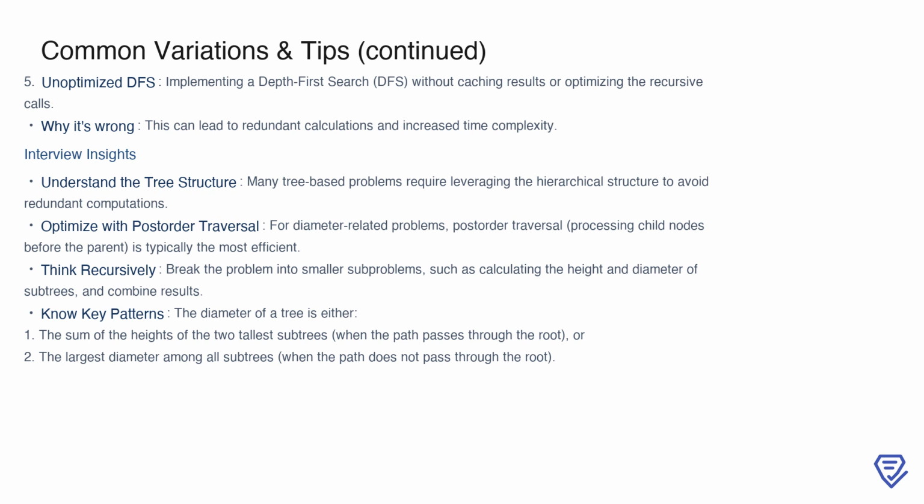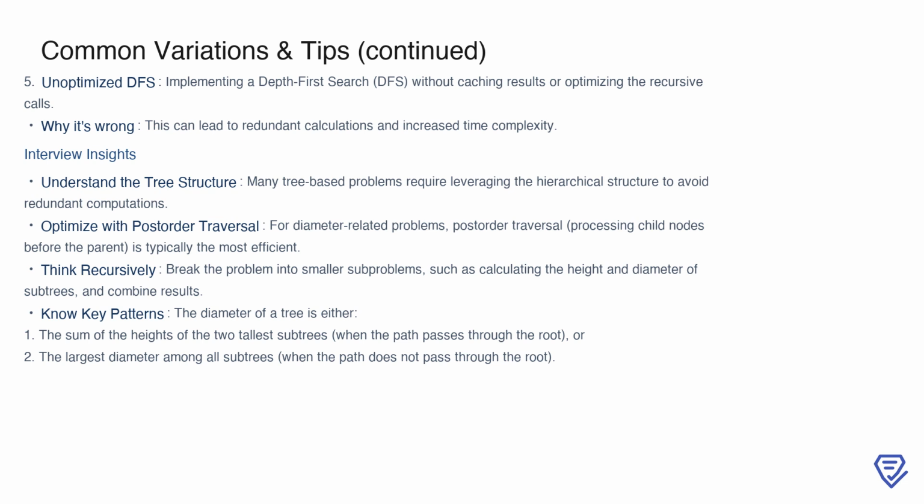To excel in interview problems like this, focus on understanding the tree structure. Many tree-based problems rely on leveraging the hierarchical relationship between nodes to minimize redundant computations. For diameter-related questions, post-order traversal is often your best choice, as it processes child nodes before the parent, ensuring you gather all necessary data before moving up the tree. Thinking recursively is also key. Break the problem into smaller subproblems, such as computing the height and diameter of subtrees, and then combine these results.